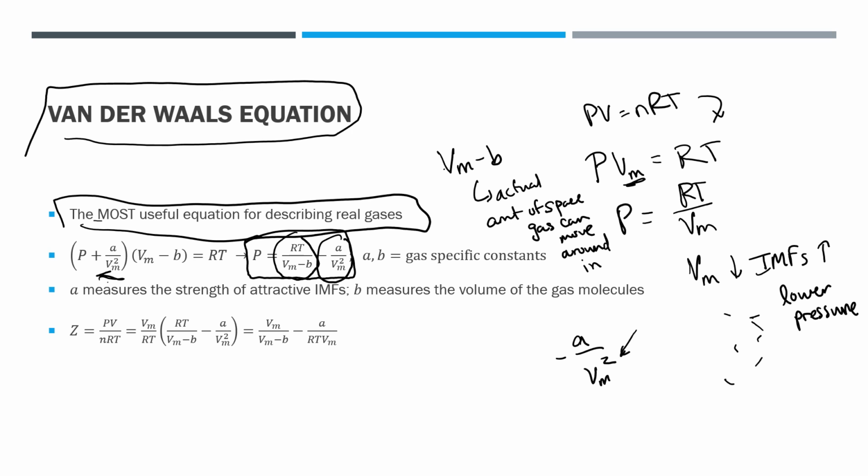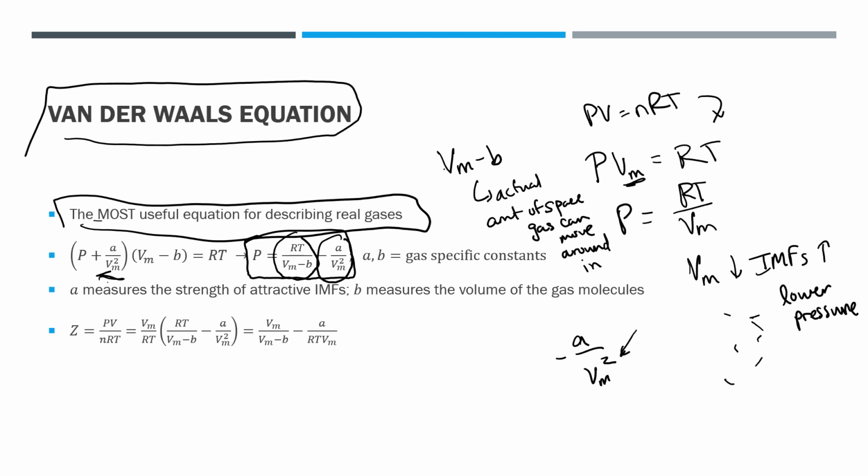So then what is B? B is a measure of how much volume a mole of the gas particles themselves actually take up, right? So B tells us, remember how we assumed that gas particles have no volume? B is a measure of how much volume the gas particles themselves are taking up. And another way we can think of B is, remember how we thought about A as describing the attractive forces, IMFs. We can think of B as describing repulsive forces.